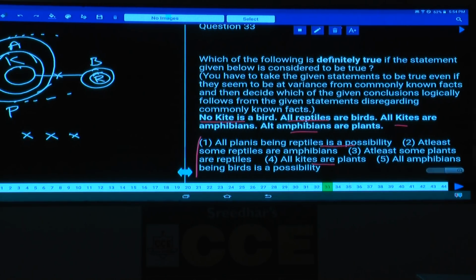Fourth one, all kites are plants. All kites are plants, definitely true. And fifth one, all amphibians are birds is a possibility, and it is not at all possible. Again, "no kite is a bird" will be false. Hence, what is your answer? Only 4 follows. Question number 33, it is choice 4.